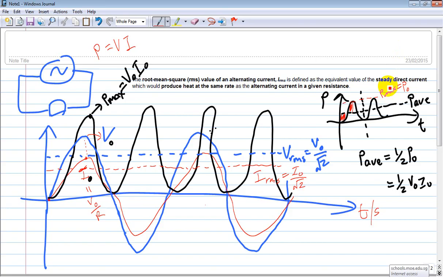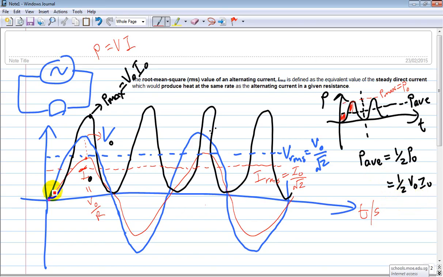Sometimes it's called P max, sometimes it's called P naught. Basically it means the same thing. So from the graph, I know my average power is actually half P naught or P max, so I get this equation over here. I also know P naught to be V naught times I naught, so average power is half V naught I naught.